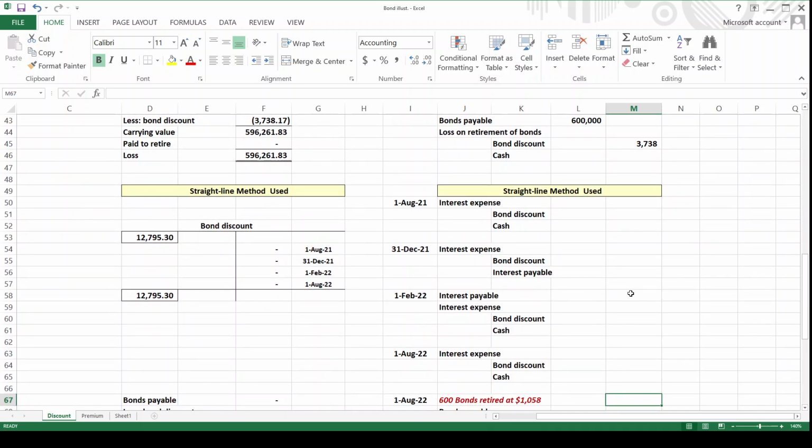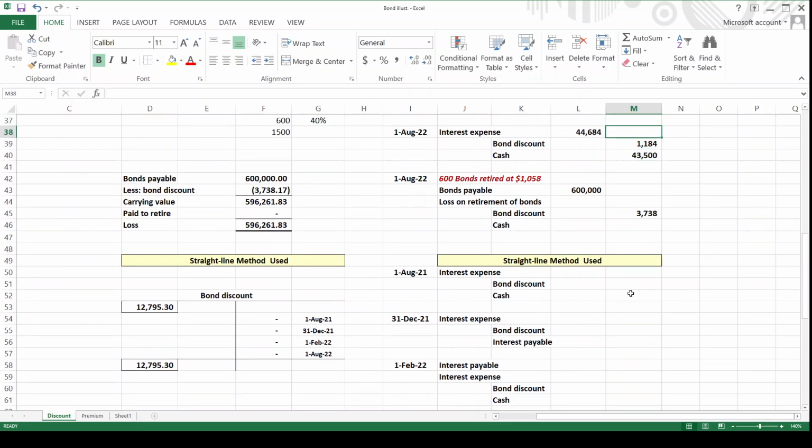There's 2 ways of looking at this. This entry. The cash, we just multiply. We say, okay, 600 bonds, and we got to pay $1,058 a piece. 634,800. So if you compare the carrying value of the bonds, which is these 2 numbers, netted out, to the cash paid to retire them, you have a loss of $38,538. That's one way of doing it. Then there's the old debits have got to equal the credits routine, which gets you the same number, 38,538. So there you have it.